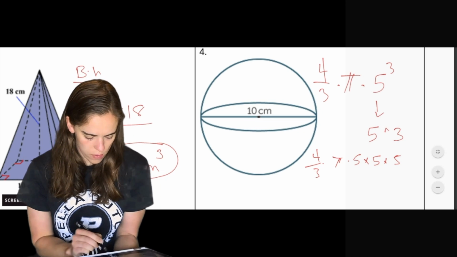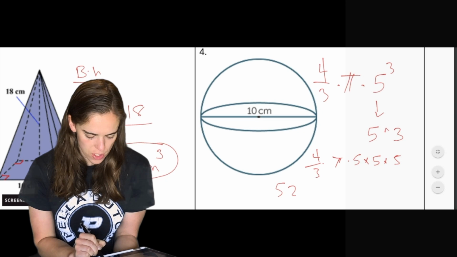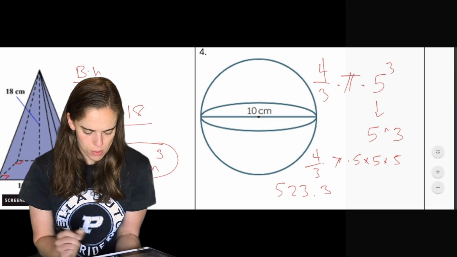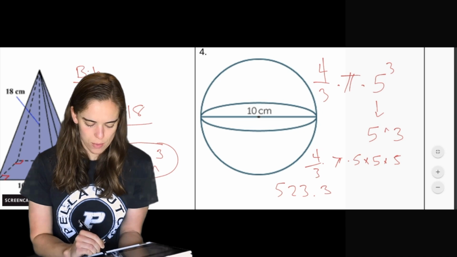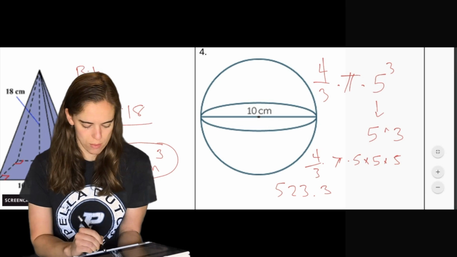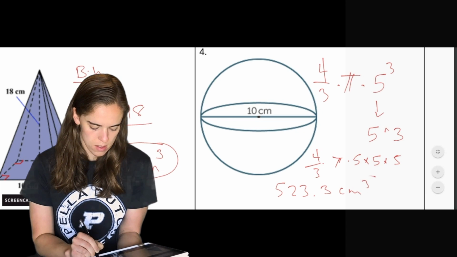Okay, when you do all of that, you would get 523.3 repeated. We're just going to round it to that tenth, so we're going to round it to 0.3, and our label is centimeters cubed.